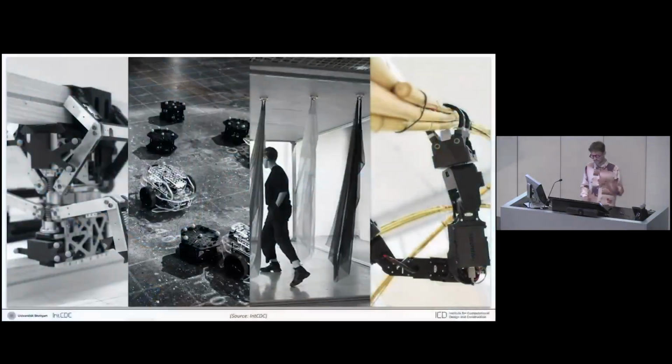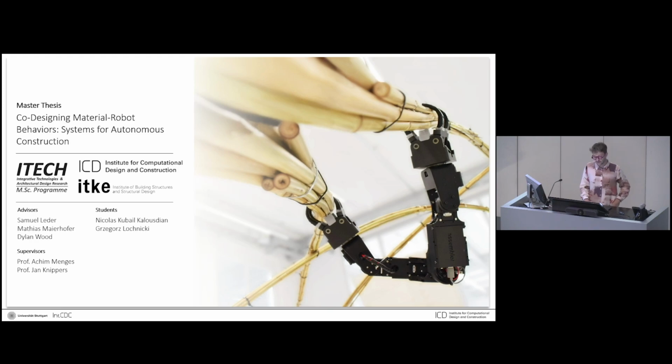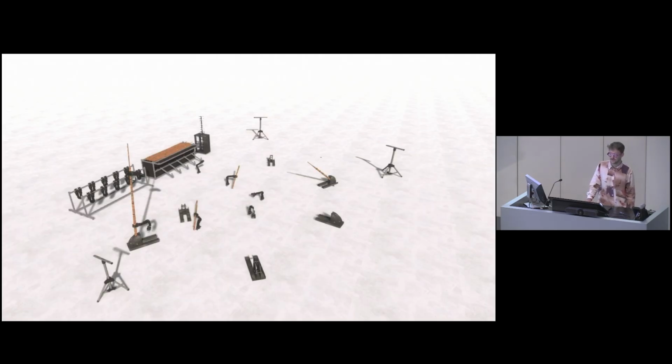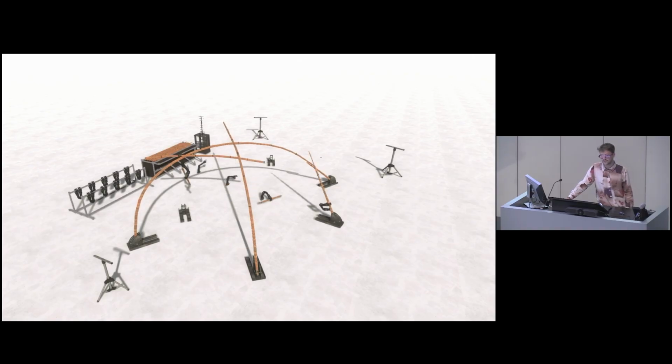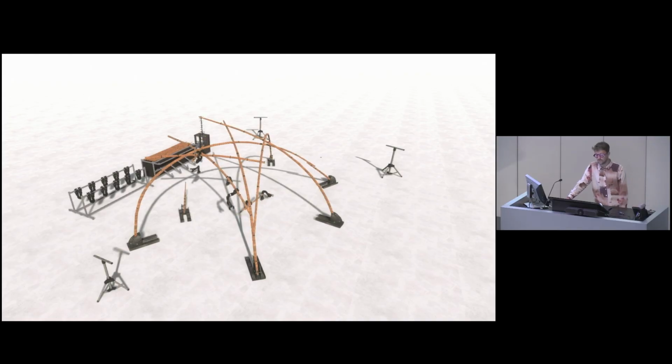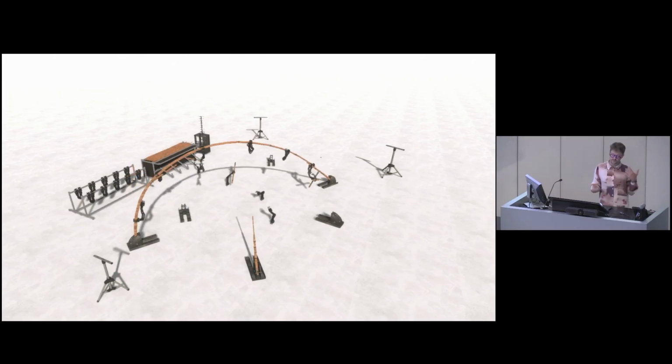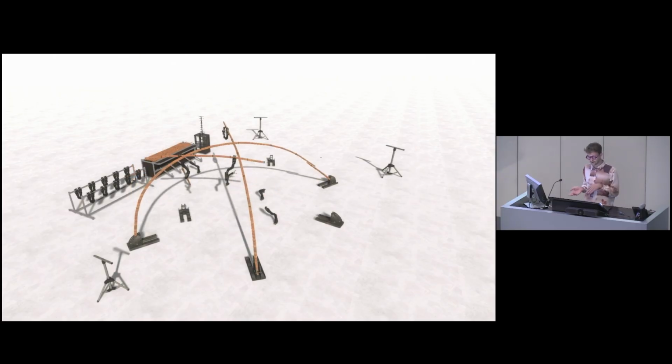And the last project I want to talk about is also from master's students of mine, who come from the iTech Master's Program at the University of Stuttgart, and this project was conducted by Nicholas and Greg. The aim of this project was to present a novel approach to designing autonomous construction systems by teaching the robots how to act relative to the way the material behaves, and then using this relationship between robot and material as a driver for design and assembly.